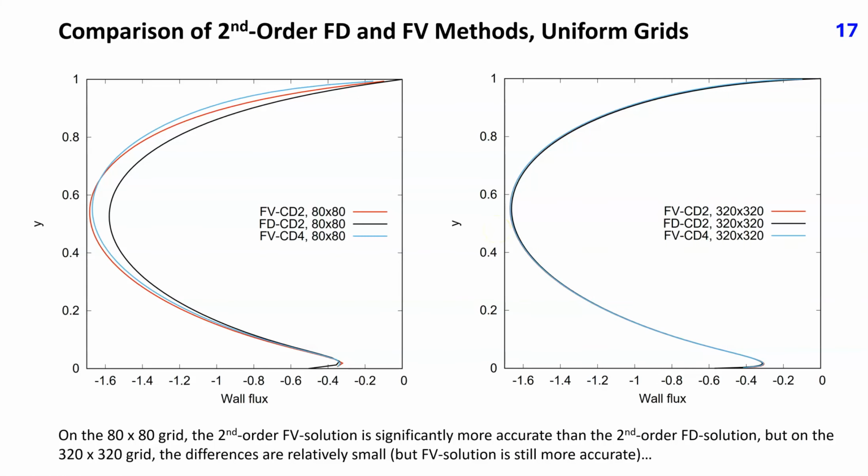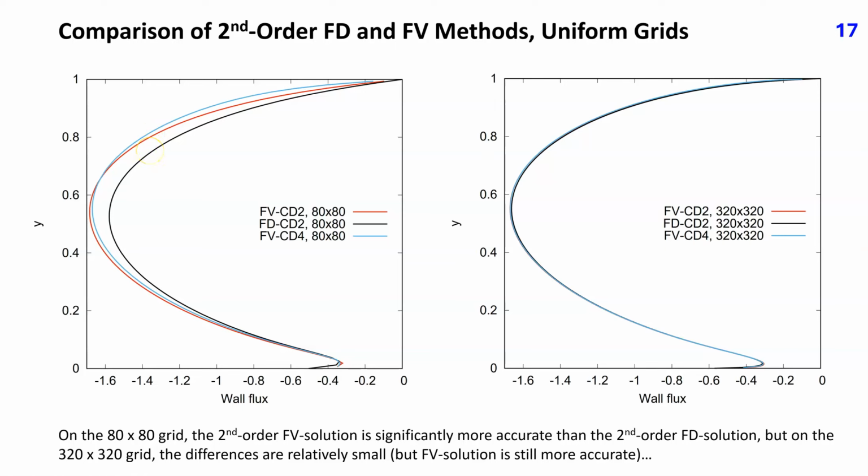Here, solutions from finite-volume and finite-difference methods obtained with second-order discretizations on grids with 80 by 80 in the left plot and 320 by 320 control volumes in the right plot are compared. In addition, results from the 4th-order discretization in finite-volume method are plotted for reference as the most accurate solution. We see that on the grid with 80 by 80 subdivisions, the solution obtained using finite-volume method is much more accurate than the solution obtained using finite-difference method.